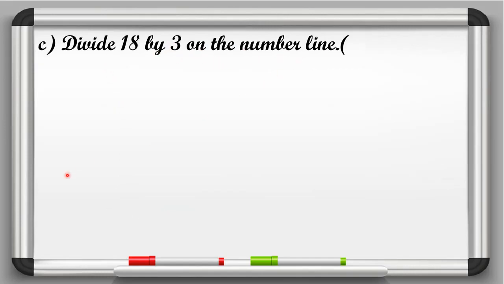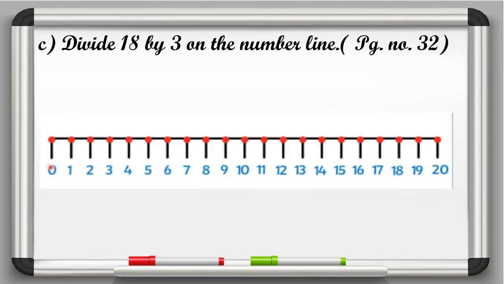Now in C part, divide 18 by 3 on the number line. So here we have a number line, okay, and on this number line we have numbers from 0 to 20. So our number given is 18. Theek hai, hame 18 ko divide karna hai. So first of all, we will move from 0 to 18 like this. 0 se hum 18 pe move karenge.